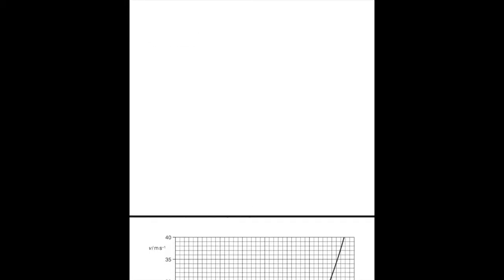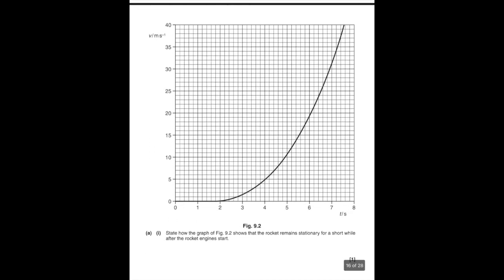So we're then looking at a rocket with a weight acting downwards and a thrust T being provided upwards by the engines. You have the velocity-time graph for this rocket, and a lot of this question relates to coming back to the graph time and time again. To start with, how does the graph show the rocket remains stationary? So we're looking at this whole section here.